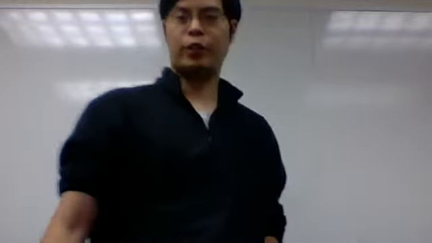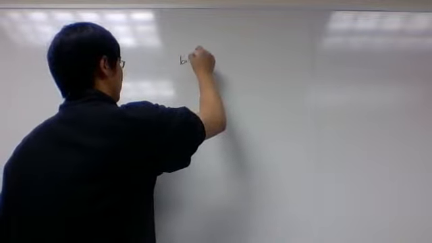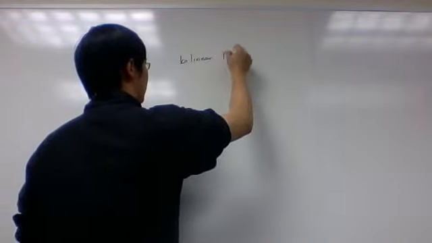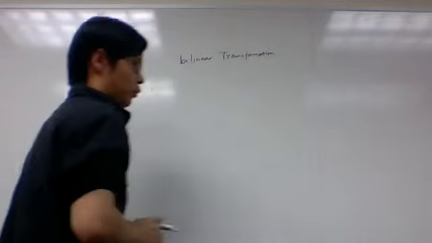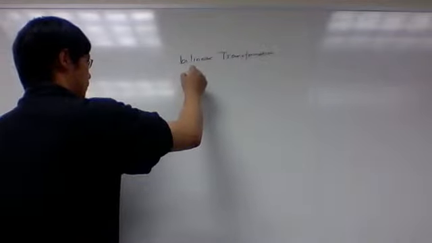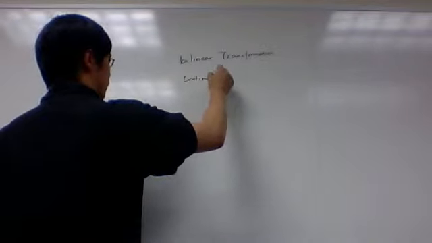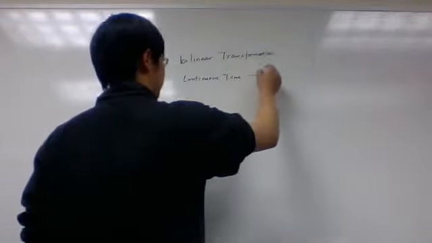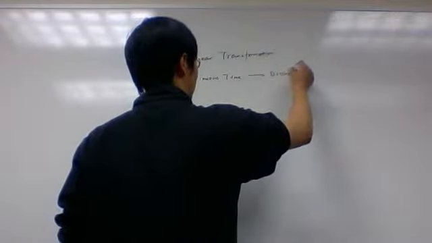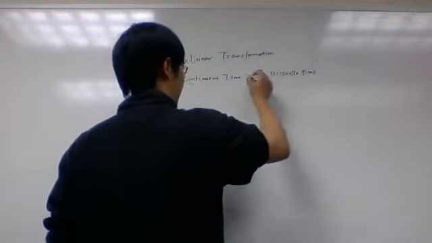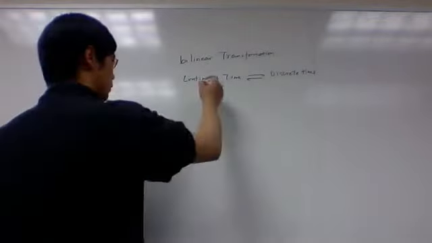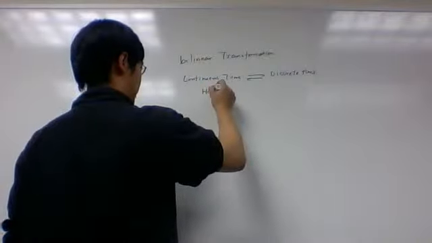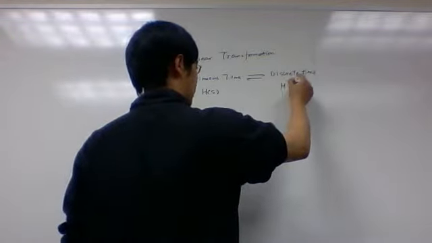So bilinear transformation is starting something from continuous time to discrete time, and vice versa, right? So it's like transferring between. So continuous time usually you say something in S, right? And discrete time you say something in Z, right?